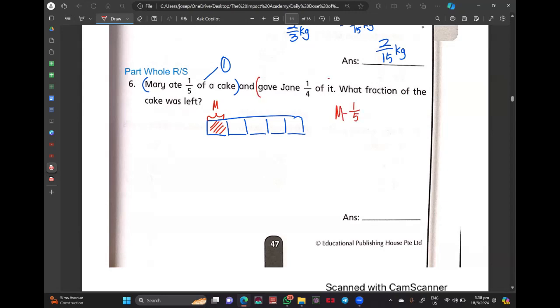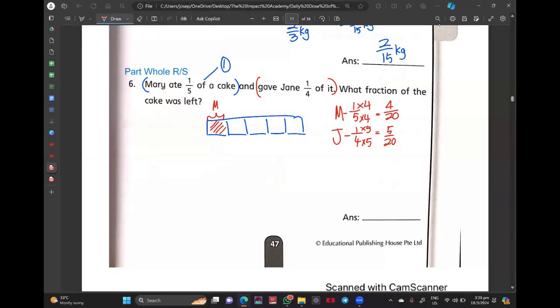And she gave Jane 1/4 of it. Okay, so Jane got 1/4 of it. Am I making sense? Now, this is from the same total, isn't it true? So what are we supposed to do? We just have to make the denominator the same. Yeah, that's it. Agree or disagree? Okay, so you get 4 over 20, and then over here you get 5 over 20.